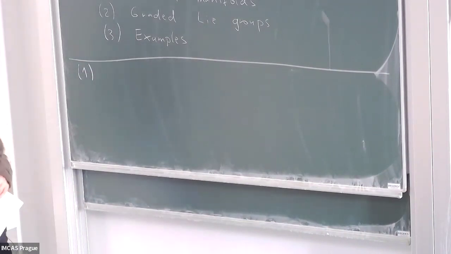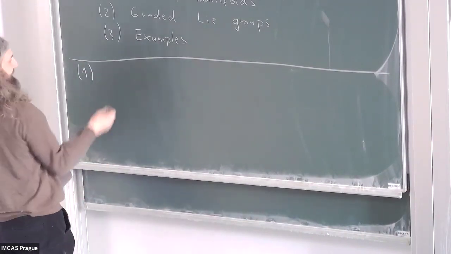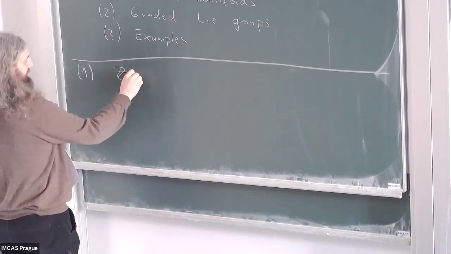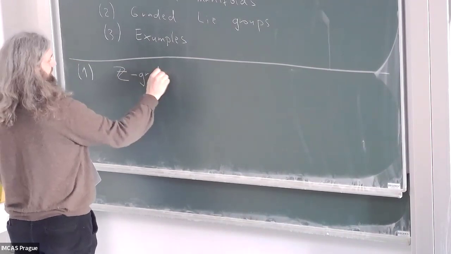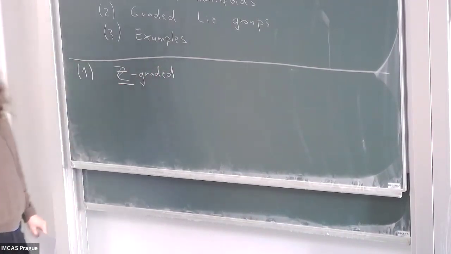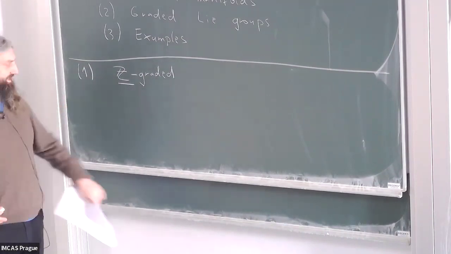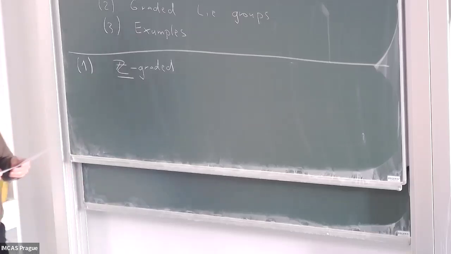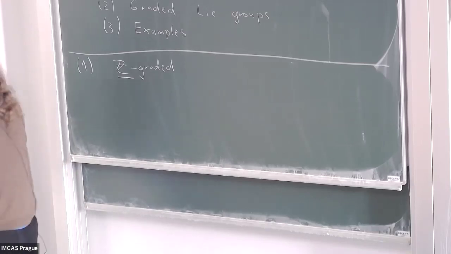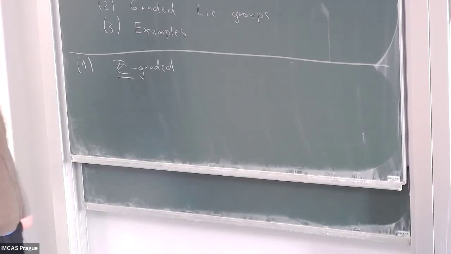When I say graded, I always mean Z-graded, so we usually omit the Z. Sometimes people call supermanifolds graded manifolds, but no, I will be strictly talking about Z-graded manifolds. In essence, what are Z-graded manifolds? They are a kind of generalization of ordinary manifolds, allowing for functions which depend on Z-graded, not strictly commuting variables.